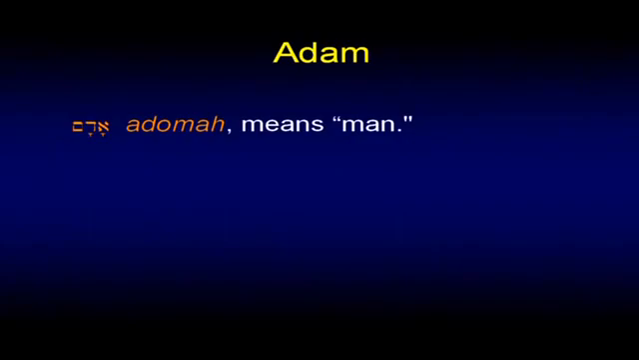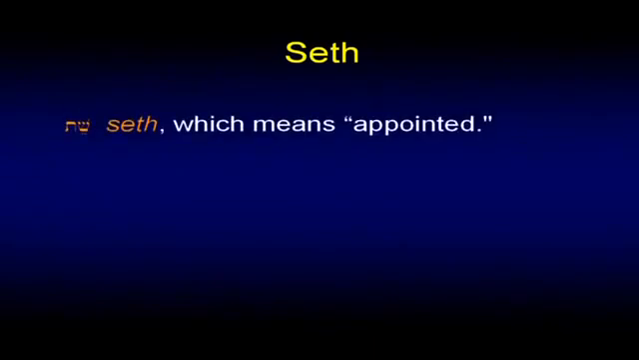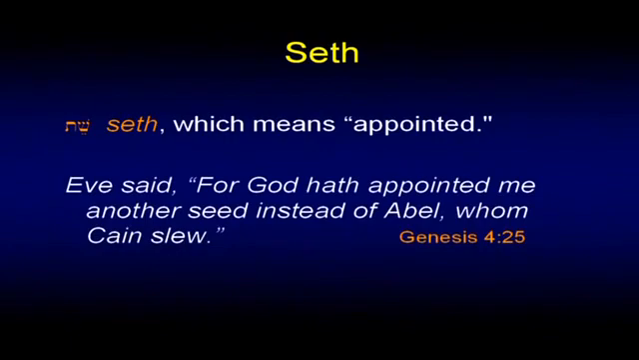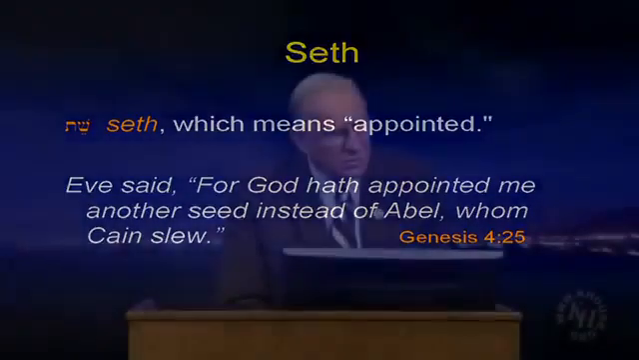Well, the first word is Adam. That one's not hard to guess. It comes from Adamah, which means man. No surprise. Adam, man, we can relate to that. He has a son by the name of Seth. Now, here's the situation. The root Seth really suggests being appointed. In fact, Eve explains that to us in the previous chapter. Eve said, "For God hath appointed me another seed instead of Abel, whom Cain slew."